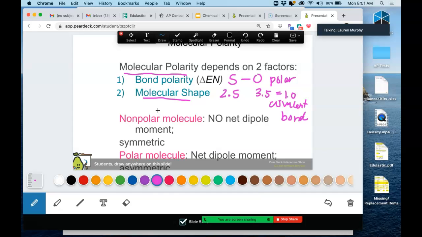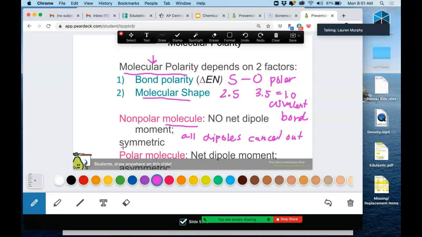So two things are going to have to be true for molecular polarity. First thing is you have to look at bond polarity, and then after you look at the polarity of the bonds, you have to determine the shape and what those dipoles in the molecule will do, okay? So remember, we said if there was no big difference in electronegativity, the bond was nonpolar. So the same thing goes for a whole molecule, okay? If there's no overall dipole moment, meaning all dipoles cancel each other out, we now call the entire molecule nonpolar, okay?